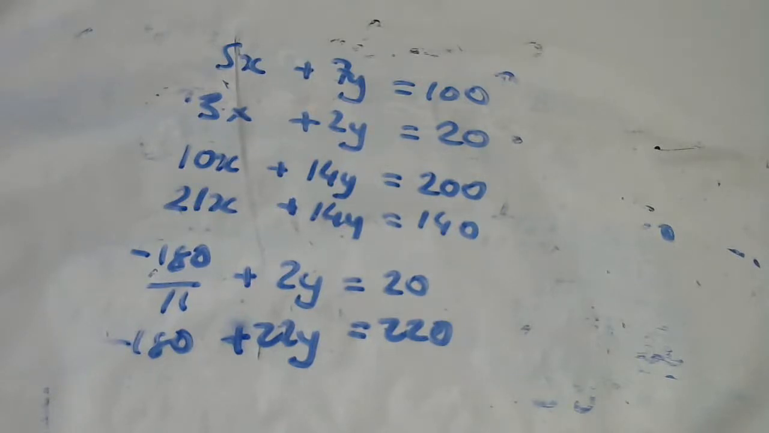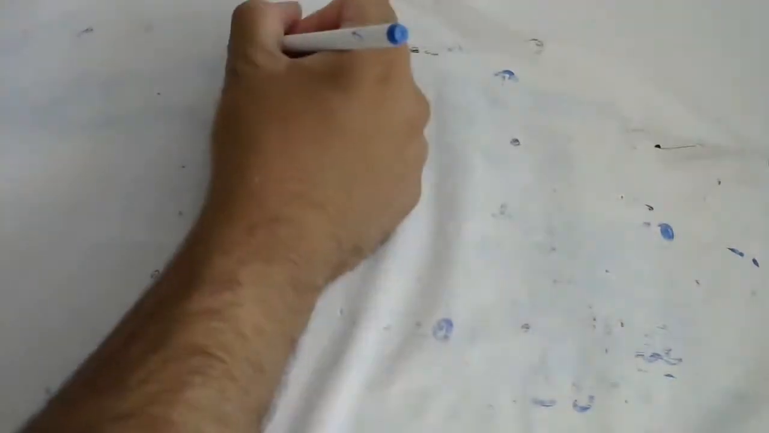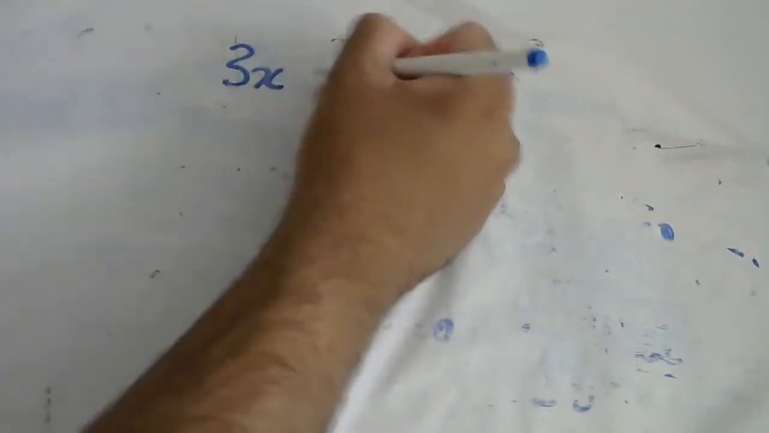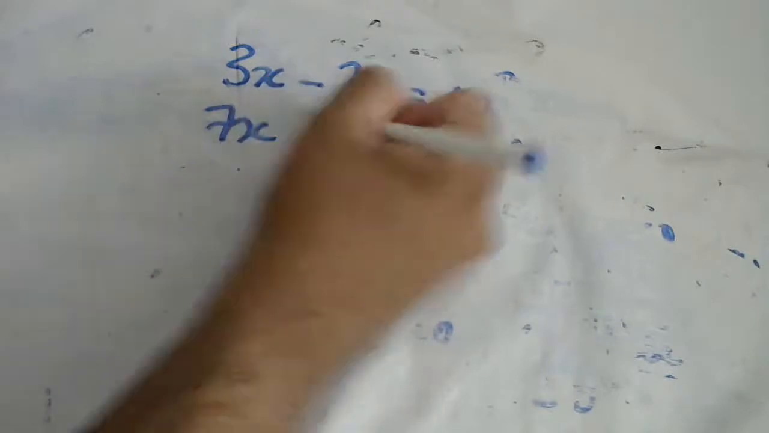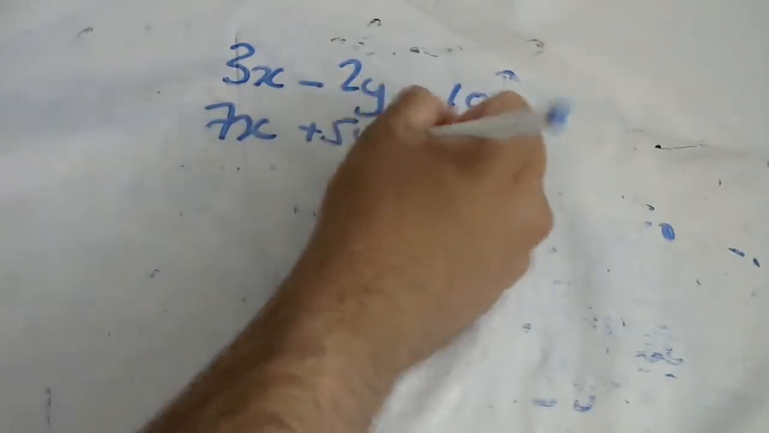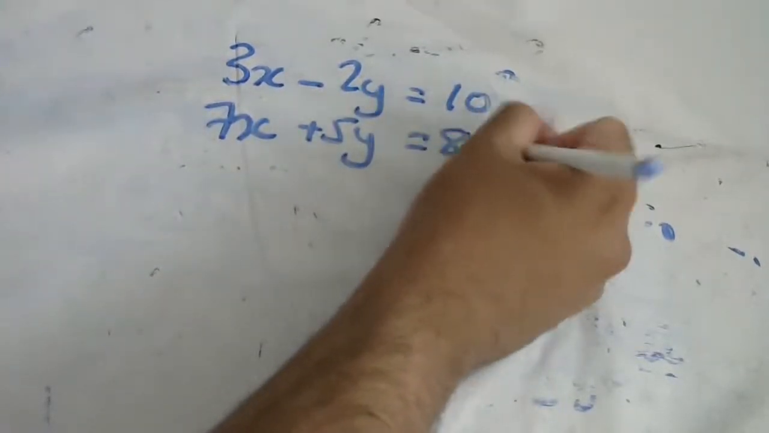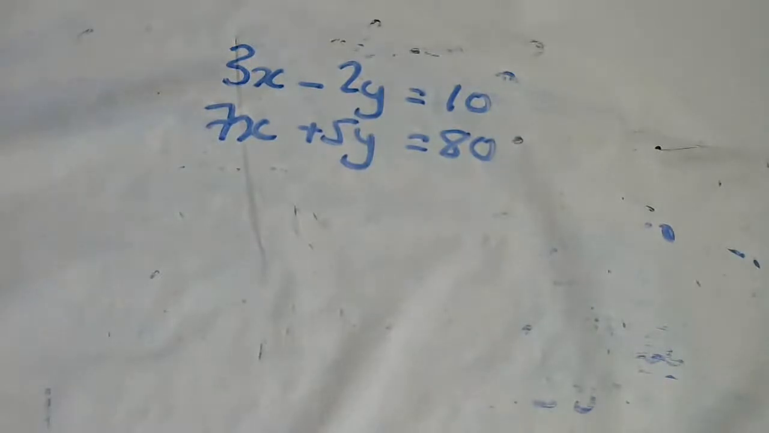This is looking good. Okay, we'll do maybe just one more, because you seem to have got this quite well, but I'll make it the hardest one. So here we've got 3x minus 2y equals 10. And here you've got 7x plus 5y equals 80. All right, let's see what you make of that.